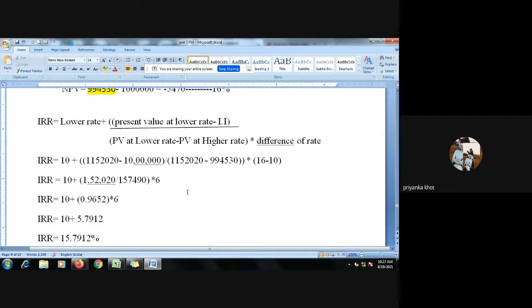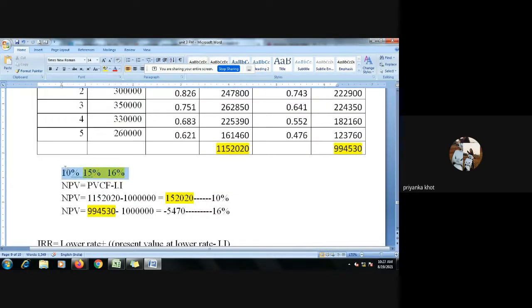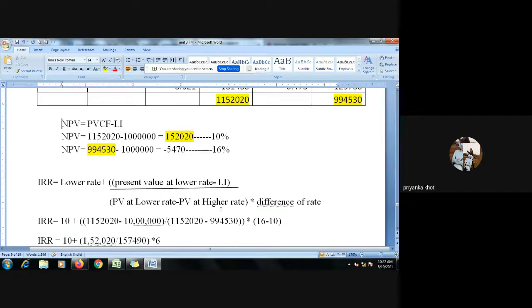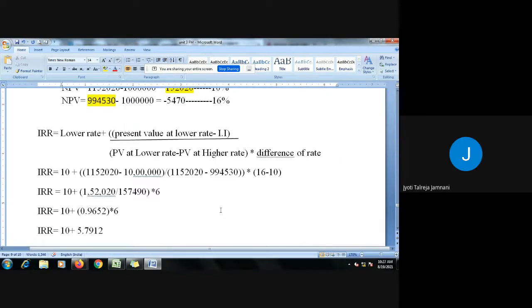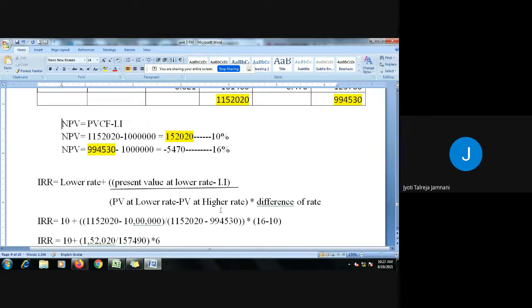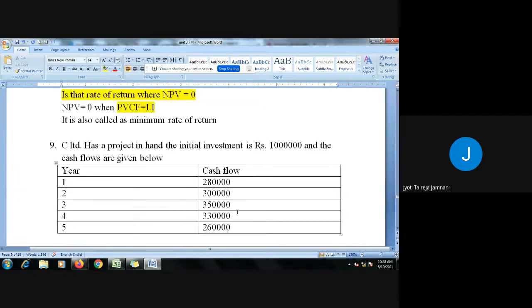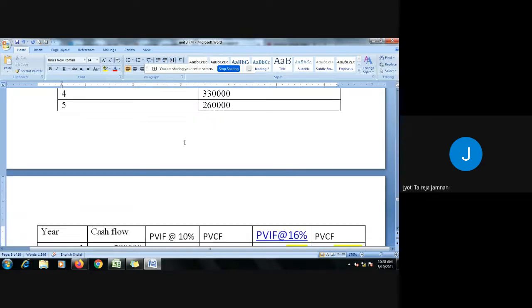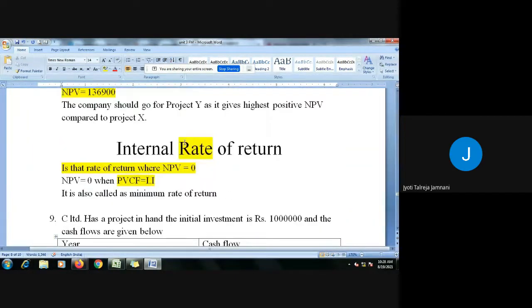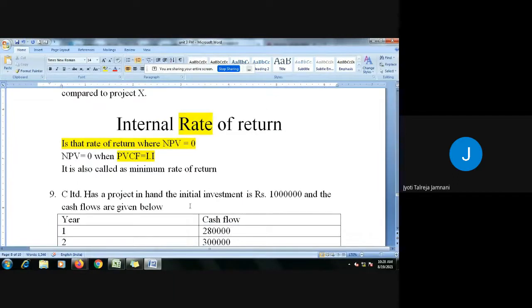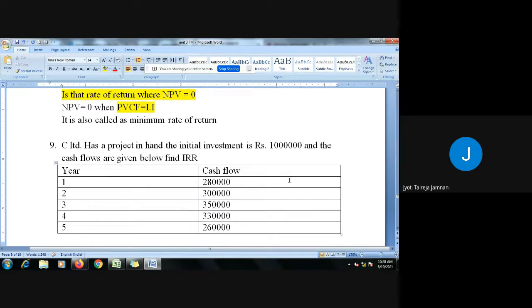Ma'am, in the examples they used to give the ideal percentage, 10, 15, and 16%, right? No, no, they will not give you the ideal percentage. Look at this problem. This is the question. C Limited has a project in hand. The initial investment is 10 lakh and the cash flows are given below. These are the cash flows and they want you to find IRR. Have they given any rate here? No, ma'am. No, they won't give.